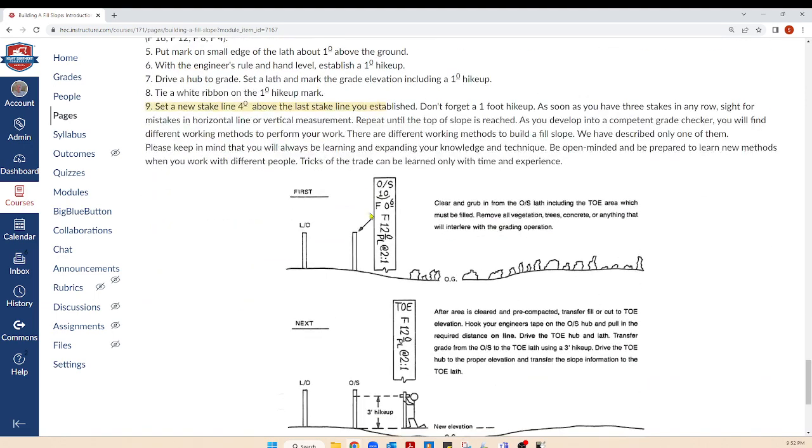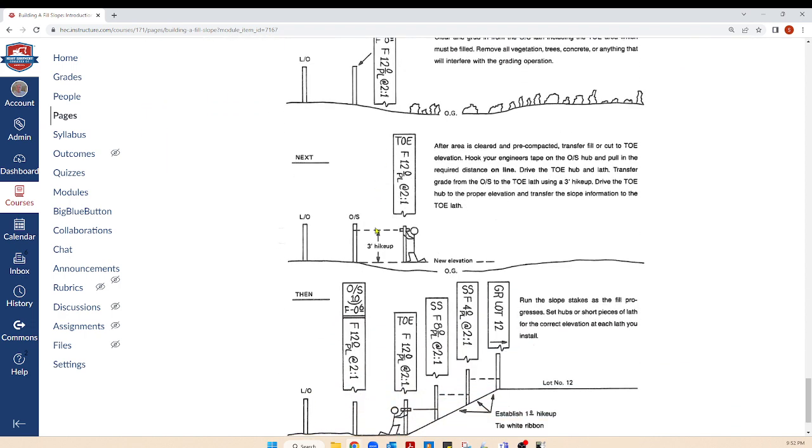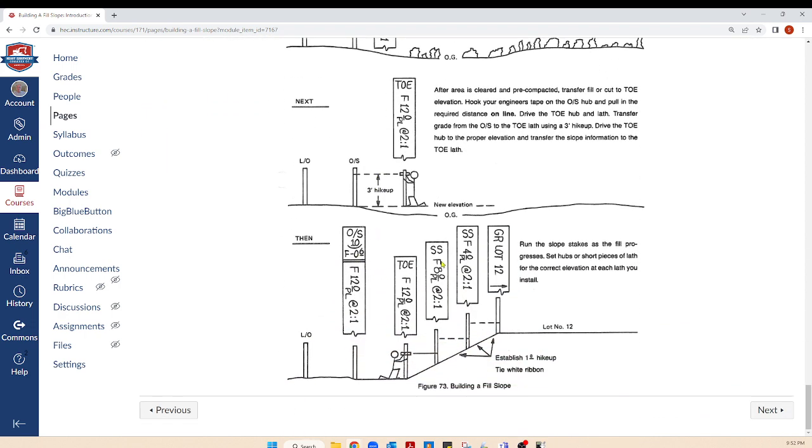Locate the offset stake right here, clear and grub. The toe area must be filled low. Then that's where your lost offset stake is. These are just the steps, and here are the slope stakes in between. Now let's see what's next.